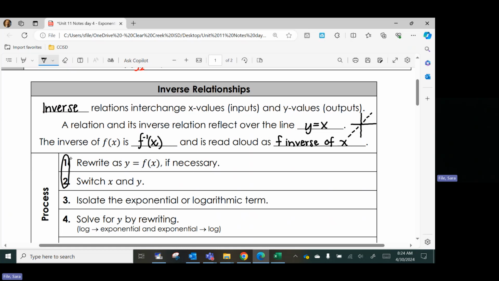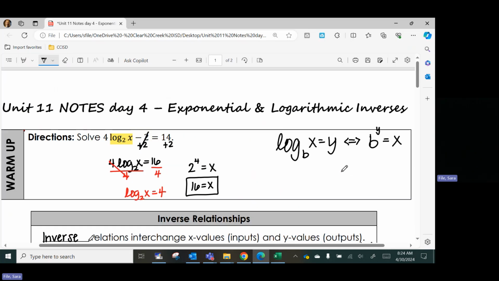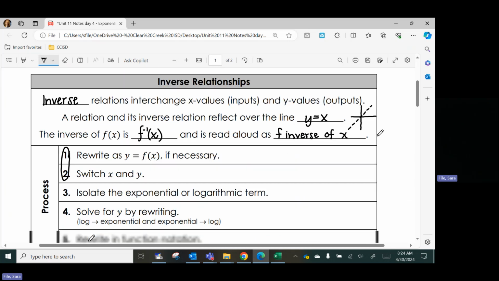Then you will rewrite it. If it's starting as a log, you'll rewrite it as an exponential. If it's starting as an exponential, you'll rewrite it as a log, because you're trying to solve for y. Okay, so that last step is doing this, going from exponential to log or vice versa. So you've got to know what goes where when you're rewriting it.